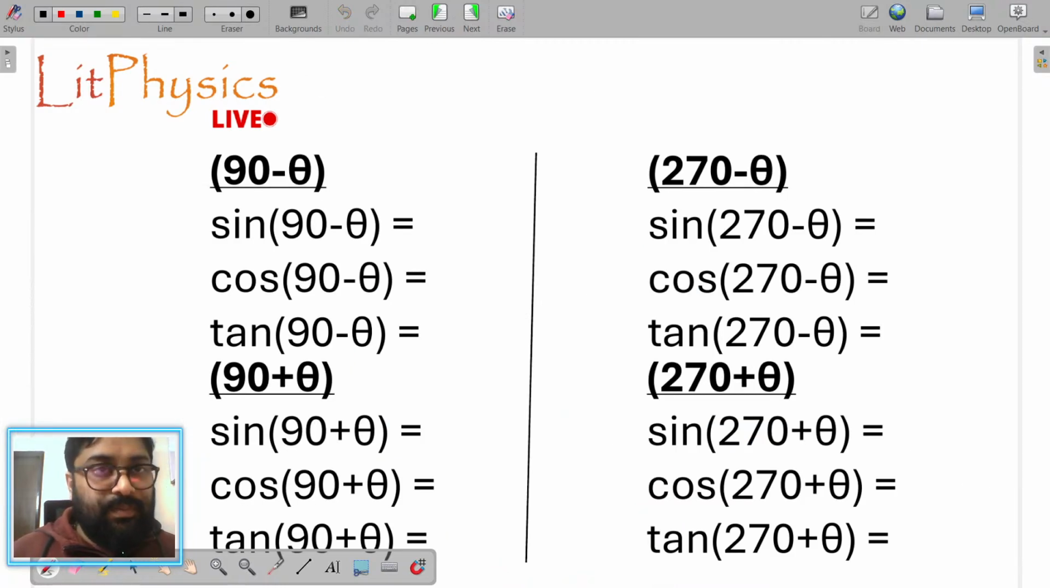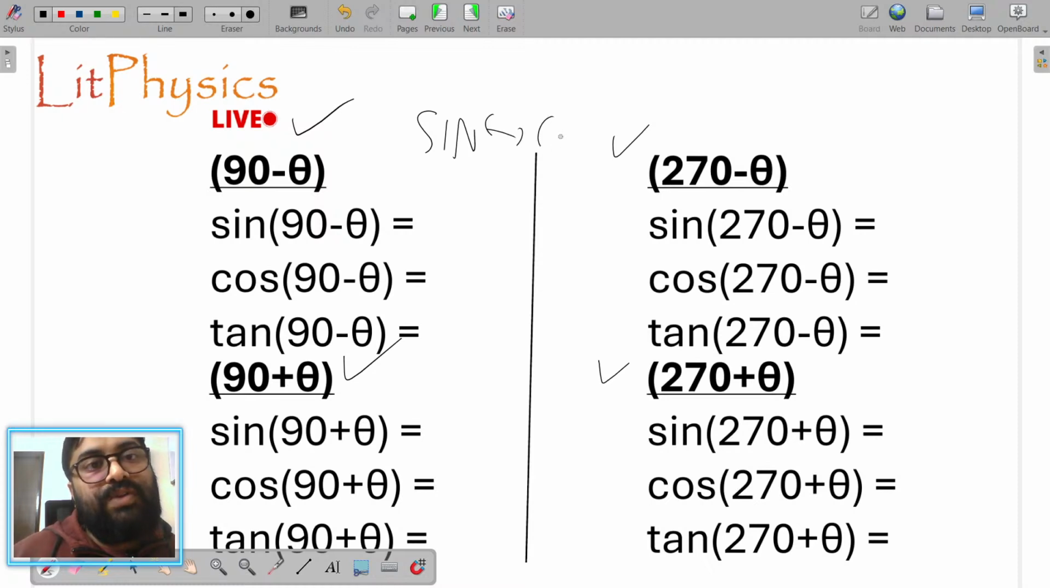Okay, so now as you can see here, I've already explained most of this. So when we talk about 90 minus theta, 90 plus theta, 270 minus theta, 270 plus theta, you will almost always convert. So from sine to cos, cos to sine, tan to cot, and cot to tan. All right? I hope that's clear.